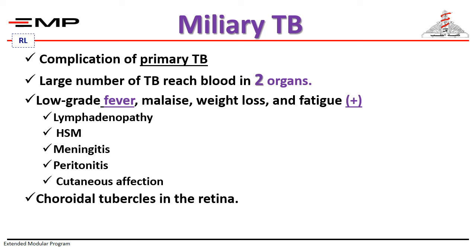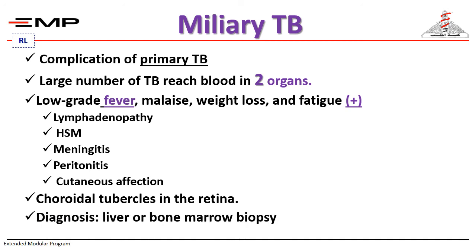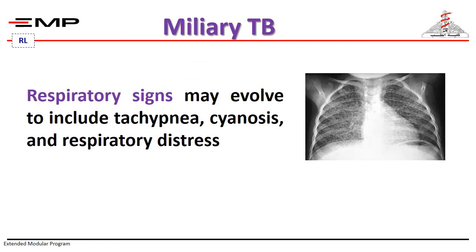Choroidal tuberculosis can be present. When we do a fundus examination for the patient, we can see choroidal tuberculosis. It is diagnosed by liver or bone marrow biopsy, where I will see the special granuloma of TB disease. Miliary TB can include the lung. Respiratory signs may evolve to include tachypnea, cyanosis, and respiratory distress.